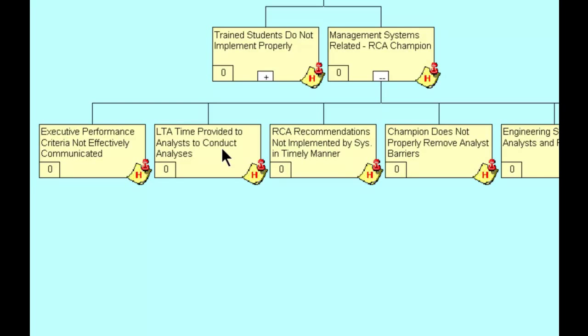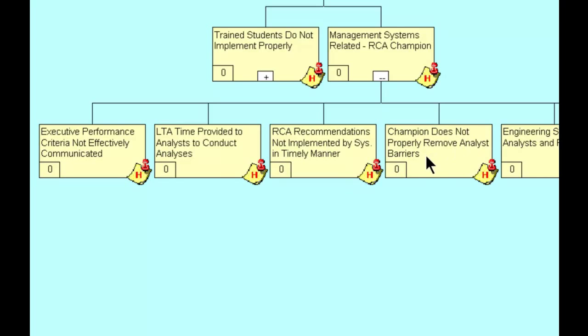RCA recommendations are not implemented by the system in a timely manner. Therefore, if I conduct a good RCA and I implement a lot of the latent type of root causes that deal with incentive systems or training and things like that, our CMMS type systems are not set up for handling soft type or people type of corrective actions. So if I don't see anything done with my recommendations, I'm not likely to do RCA effectively in the future.